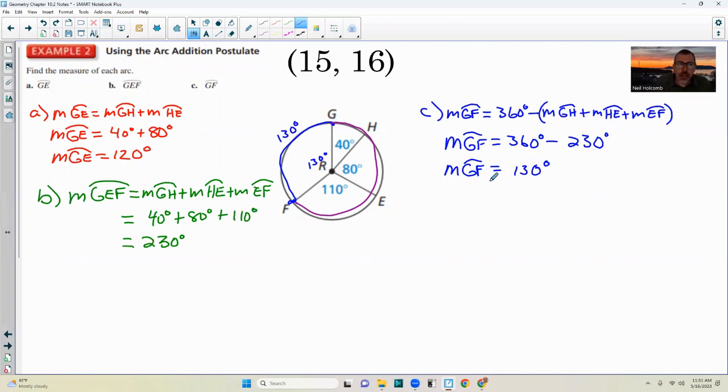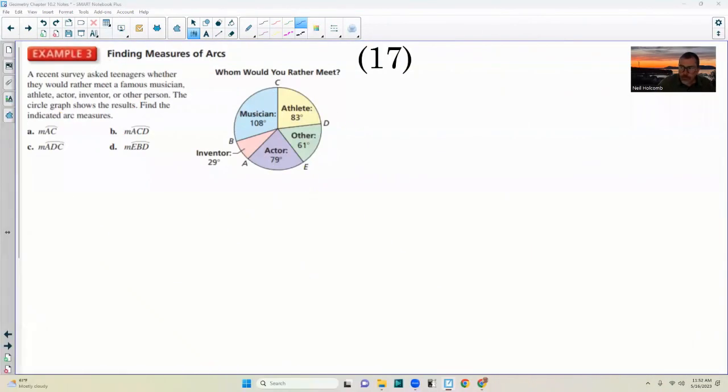Okay, so now try doing the addition postulates in exercises 15 and 16. Okay, example 3 is finding measures of arcs.